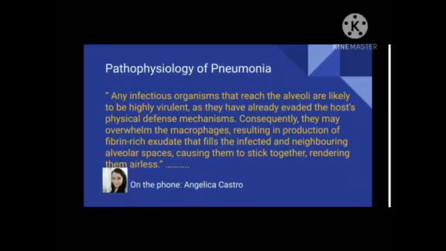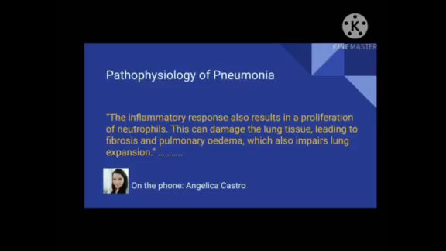Pathophysiology of pneumonia. Any infectious organisms that reach the alveoli are likely to be highly virulent as they have already evaded the host's physical defense mechanisms. Consequently, they may overwhelm the macrophages, resulting in production of fibrin-rich exudate that fills the infected and neighboring alveolar spaces, causing them to stick together, rendering them airless. The inflammatory response also results in a proliferation of neutrophils.